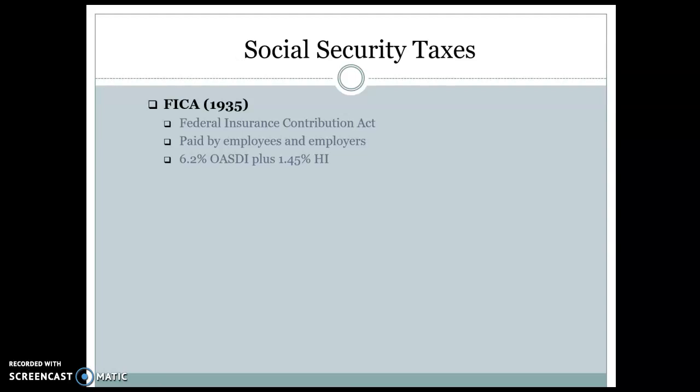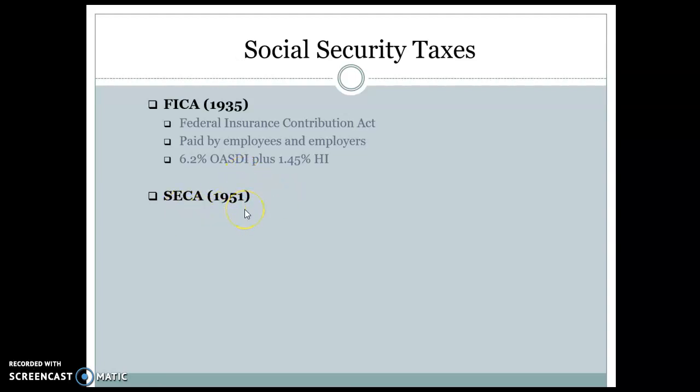Okay, so FICA, as we learned in Chapter 1, is the Federal Insurance Contributions Act. Part of it is paid by the employees and comes out of the employee's check, and the other part comes out of the employer's pocket. 6.2% for Social Security and 1.45% for Medicare.